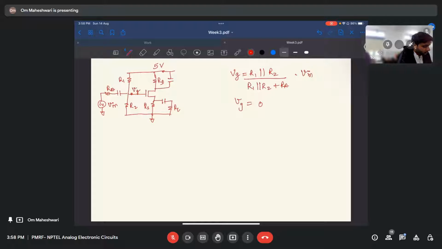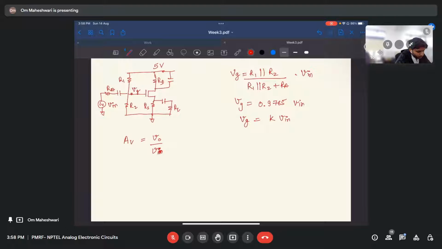VG again will be 0.9765 V in. Since all these resistance values are same, so it is also same. So let us call it K. VG equals, let's say, K V in. Okay, so voltage gain will be VO by V in.